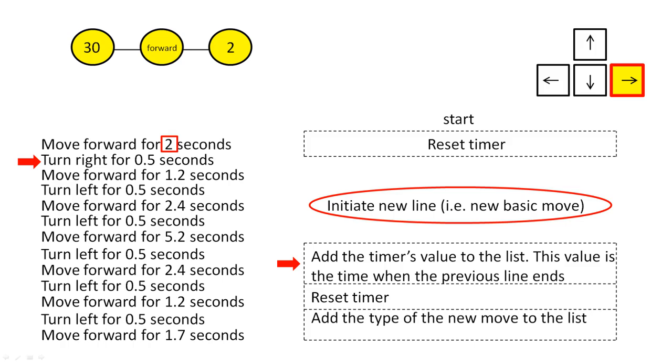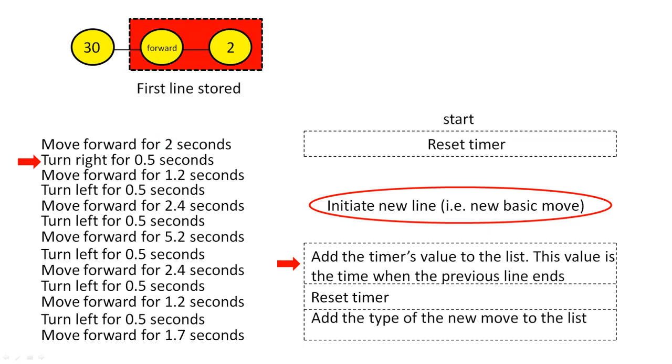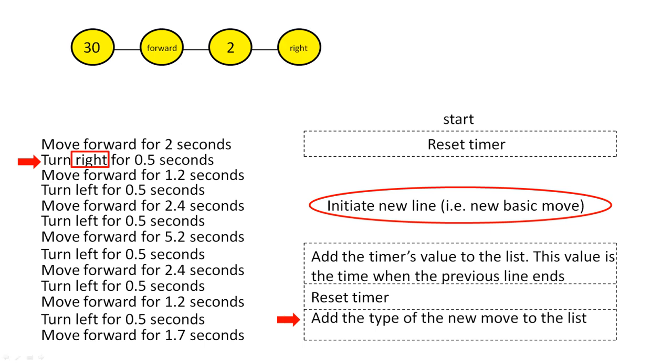After 2 seconds have passed, we hit the right arrow. As a result, the current value of the timer, that is, 2, is stored into the list. We have now stored into the list the entire first line of the route. Then we reset the timer again, in order to count the duration of the second line of the route. Finally, we once more store the direction of the move into the list. The first part of the second line of the route has now been stored.